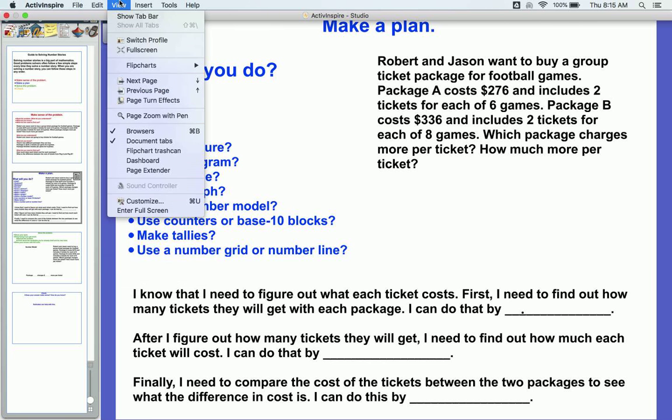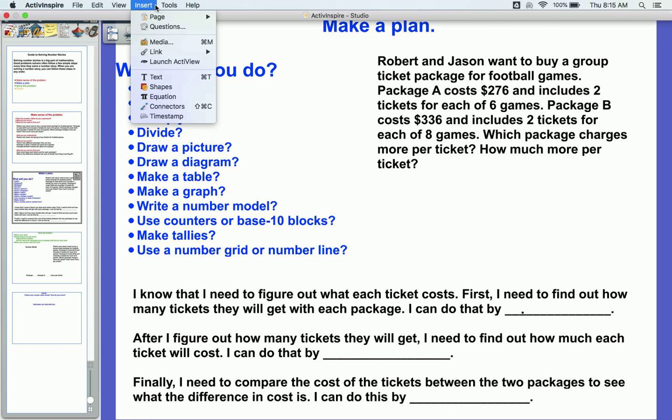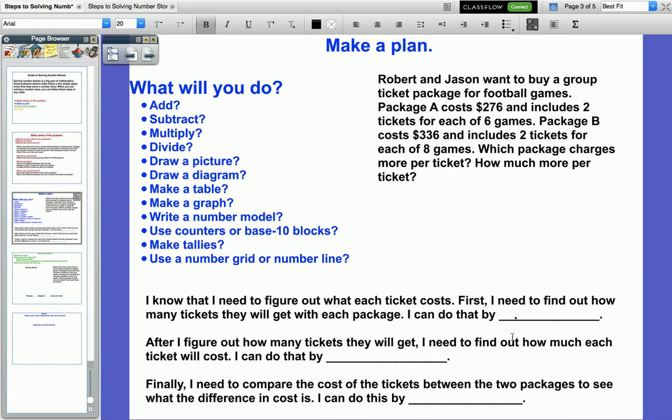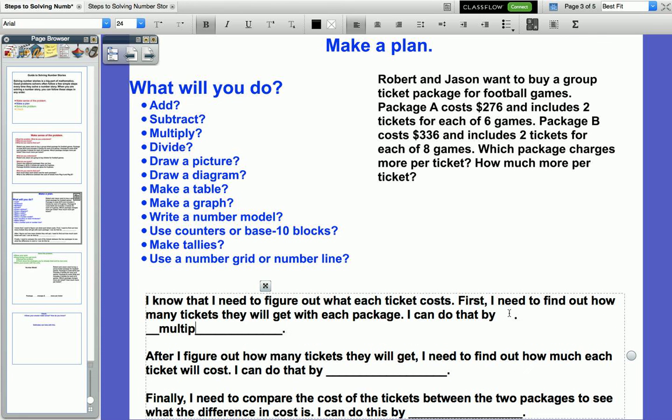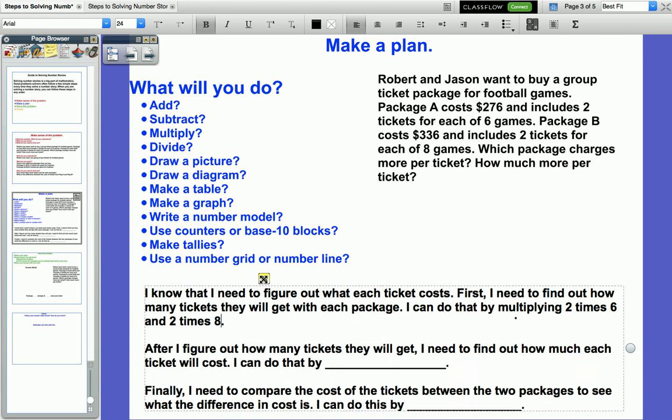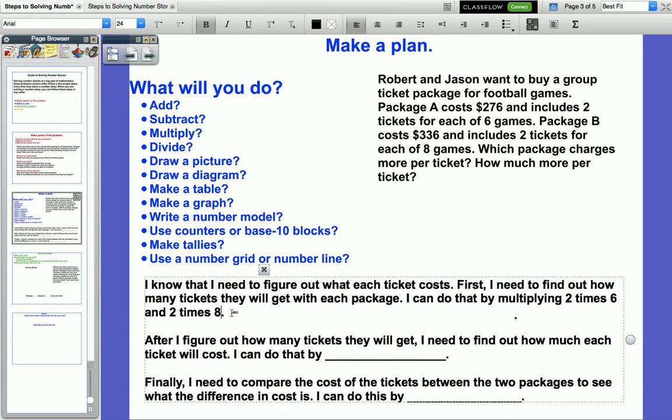Okay, so I'm going to do that by multiplying 2 times 6 for package A and 2 times 8 for package B. Okay, so I could also draw tallies. I could do some other things, but if I'm using actual math, multiplying would be the easiest way to do it.